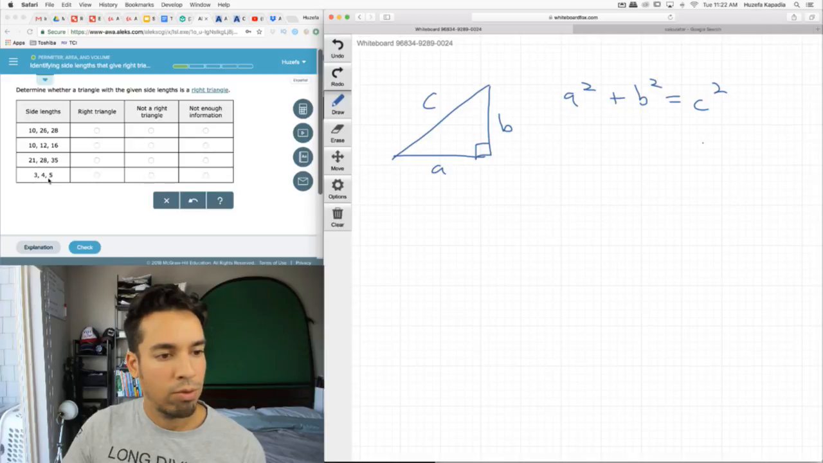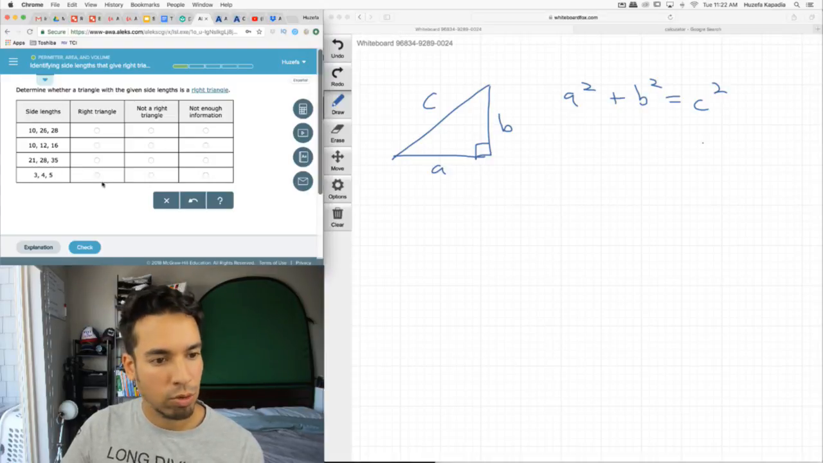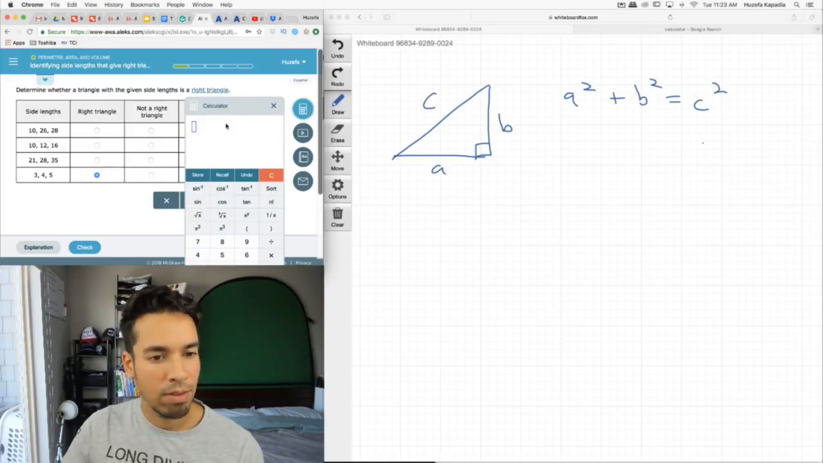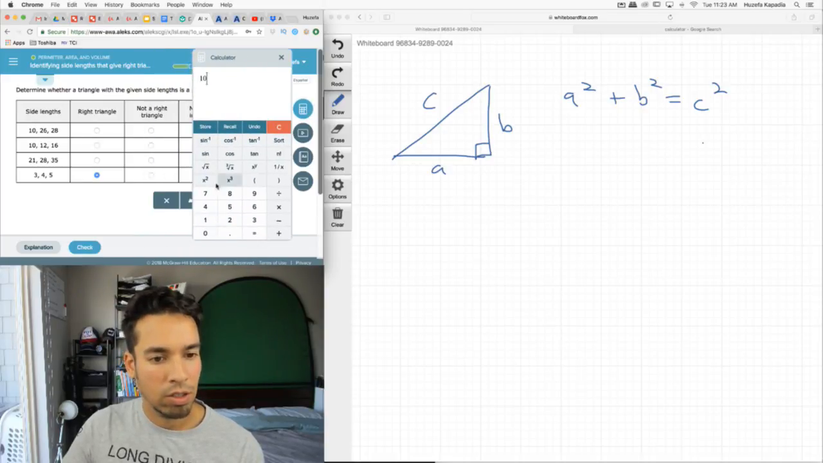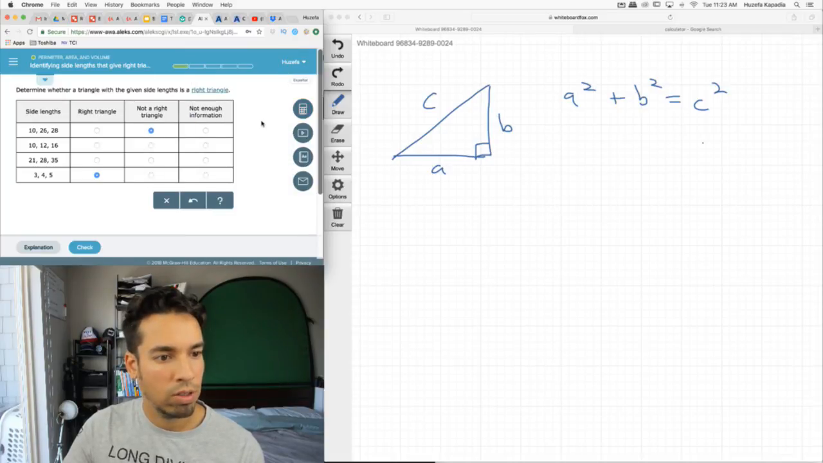All right, we have a 3, 4, 5. I know this is a right triangle because this is a Pythagorean triple. 3 squared plus 4 squared, 9 plus 16, does equal 25, which equals 5 squared, and that's good to go. 10, 26, 28. I have a feeling it is, but let's see. 10 squared plus 26 squared equals 776. 28 squared, ooh, 784. They're not a right triangle.